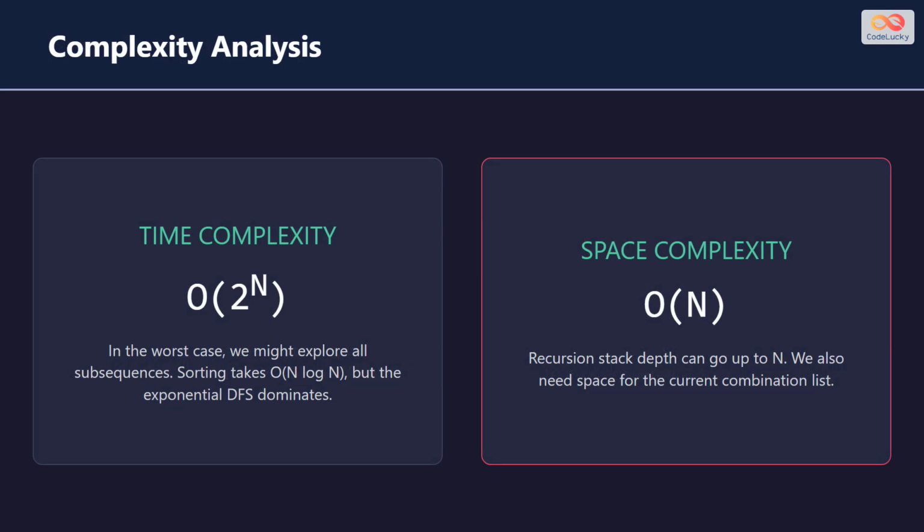Regarding complexity, the time complexity is big O of 2 to the power of n in the worst case, as we are exploring subsequences. Sorting takes n log n, but the exponential search dominates. Space complexity is big O of n, primarily due to the recursion stack depth and the space needed to store the current path.